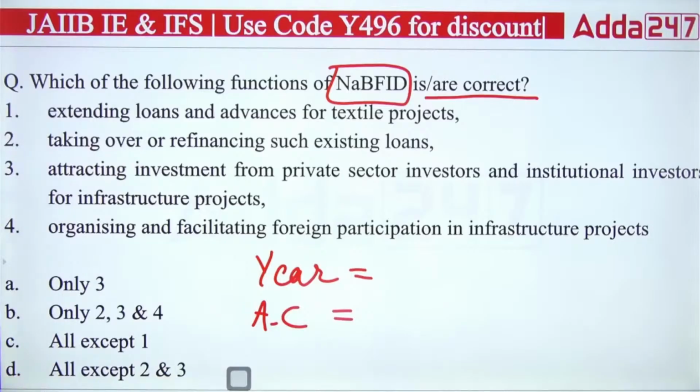So, function of NABFID and in which year it was introduced and authorized capital. First is saying extending loan and advances for textile project. Second, taking over refinancing such existing loans. Third, attracting investment from private sector investor and institutional investor for infrastructure project, organizing and facilitating foreign participation in infrastructure projects. So let me know which of the following are correct regarding the functions of NABFID. A, B, C or D?